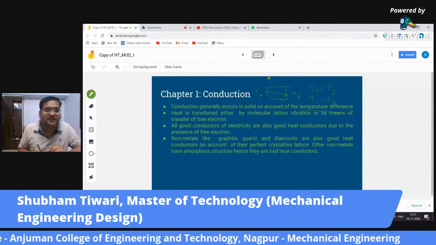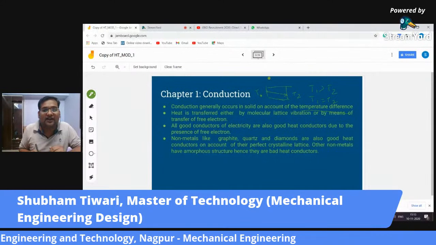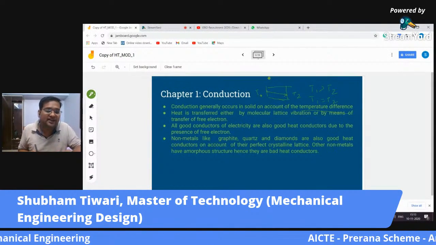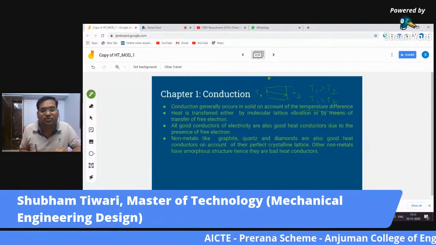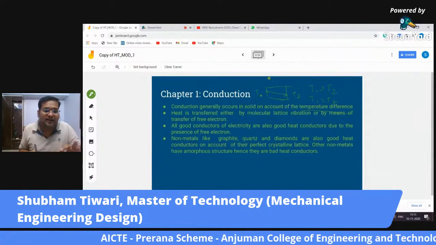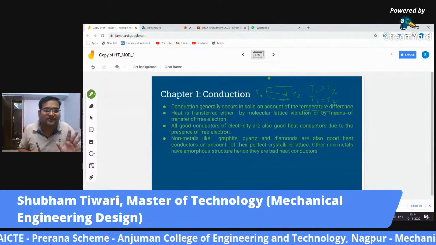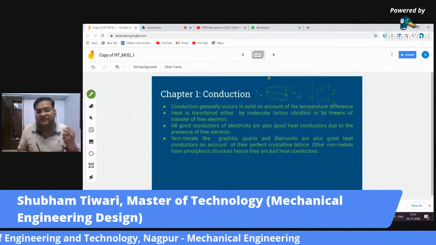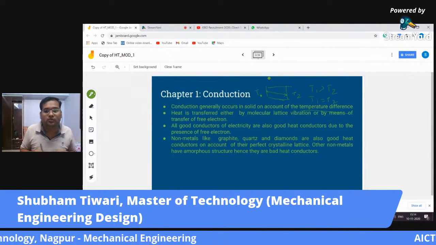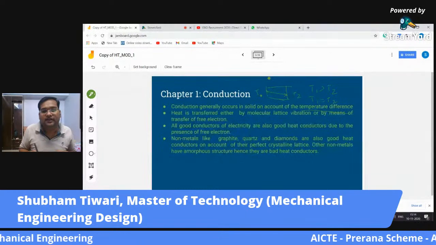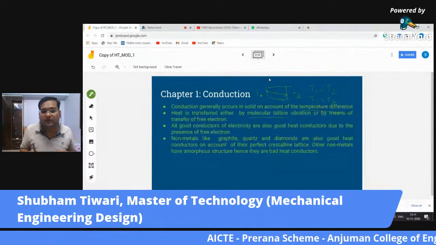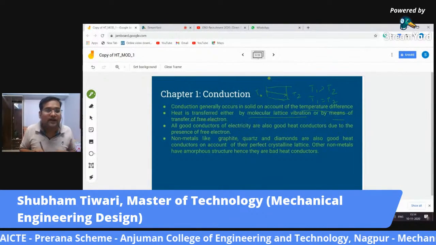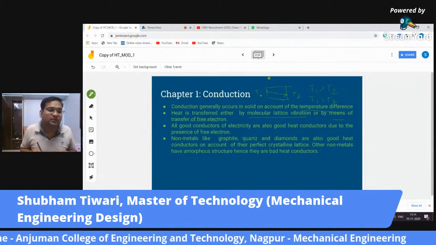The first statement here says that conduction generally occurs in solids on account of the temperature difference. In general, heat transfer occurs on the basis of the temperature difference. This is the point that is basic to this subject. After that, how is heat transferred in the conduction mode? In conduction, the heat can either be transferred with the help of molecular lattice vibration or by means of transfer of free electrons. Let us see what molecular lattice vibration is.